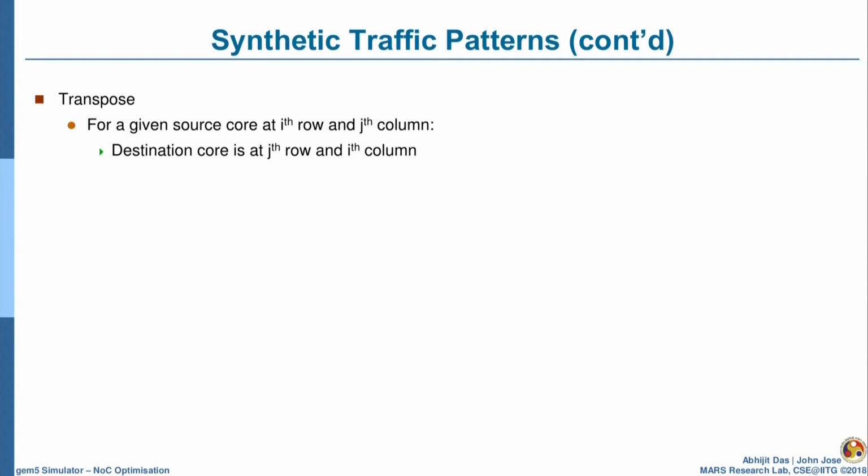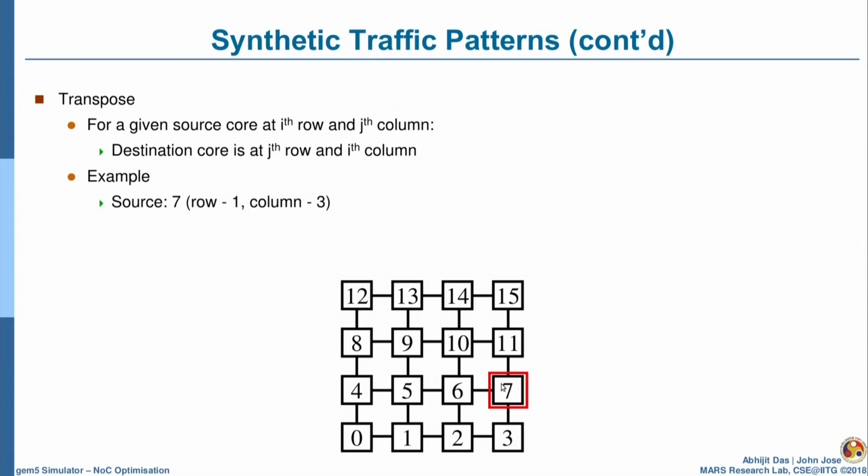The next synthetic traffic pattern is called transpose, where for a given source core at ith row and jth column, the destination core is at the transpose, that is at jth row and ith column. For example, if the source core is 7, we count the rows as row 0, row 1, row 2, row 3, and columns as column 0, column 1, column 2 and column 3. Source 7 is in row 1 and column 3. So, according to the transpose traffic pattern, the destination is 13 because its row and column are just the transpose of the source core. 13 is in row 3 and column 1.